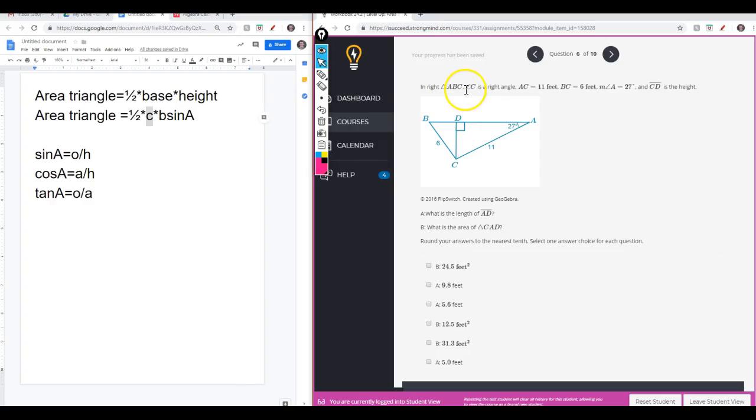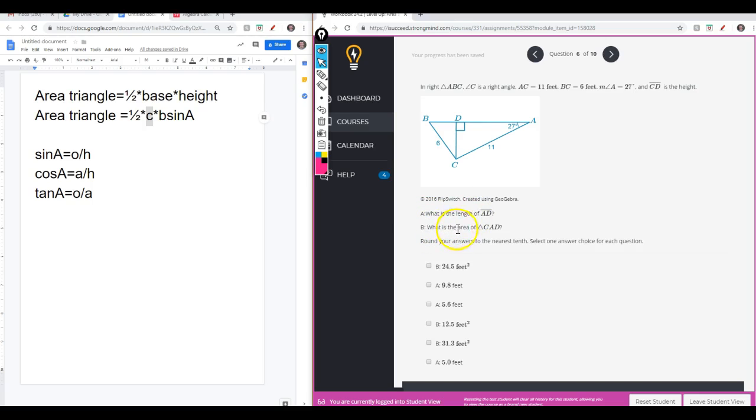Alright, in right triangle ABC, angle C is the right angle. The length of AC is equal to 11 feet, the length of BC is equal to 6 feet, the measure of angle A is equal to 27 degrees, and segment CD is the height. What is the length of segment AD?